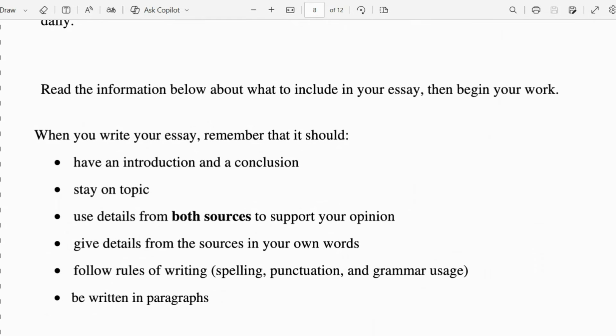Give details from the sources in your own words. Follow rules of writing, spelling, punctuation, and grammar usage. Be written in paragraphs. So I'm going to be sharing the plan for the essay, and then we move into the actual essay.